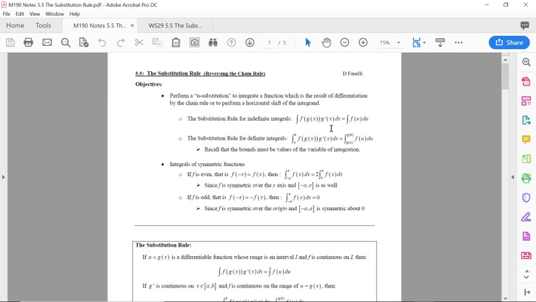For this section, we are looking at the substitution rule for integration. Its main use is to reverse the chain rule of differentiation. So if we recall, when we have a composition of functions, such as f of g of x, the derivative of that composition would require the use of the chain rule. We take the derivative of the outer function, leaving the inner function alone. Then we take the derivative of the inner function and multiply it by the derivative of the outer function that we just took. That applies the chain rule.